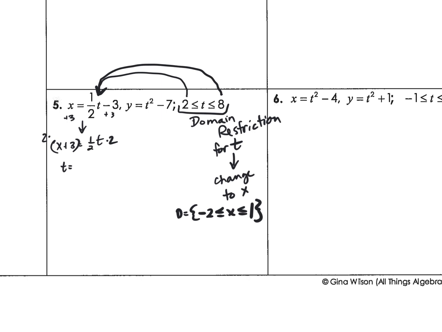So t is going to be equal to 2x plus 6, so we take this and plug it in right there. Now you do have to multiply it out. y equals 2x plus 6 squared minus 7. So what is 2x plus 6 squared?